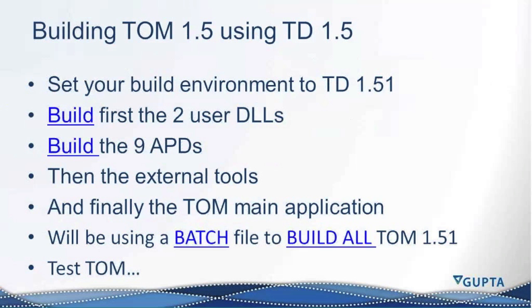So here we are going to be building TOM 1.5 using TD 1.5. First, I'm going to show you, as I said in one of the previous slides, that we need to make sure that our current build environment is actually working and compiling the up-to-date code we have. One of the things I mentioned was you have to make sure your path is set for the version you want to use. Right now I'm going to be using 1.5 team developer, so I need to set the system path for that.